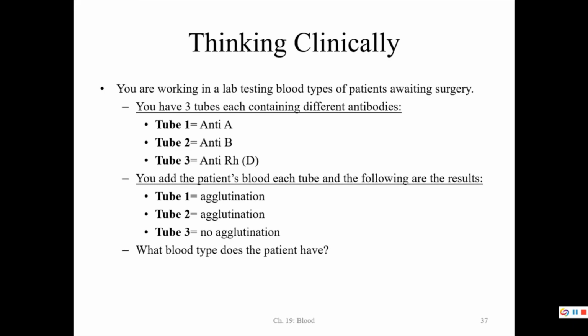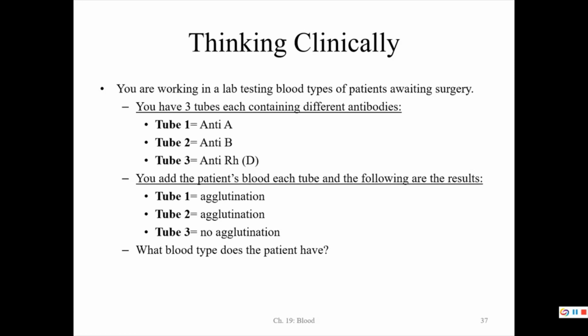You add a drop of the patient's blood to each tube. Tube 1 agglutinates. Tube 2 agglutinates. There's no agglutination in tube 3. What is the patient's blood type? Pause, and then come back, see if you got the answer right. All right, pause. Okay, I hope you paused.